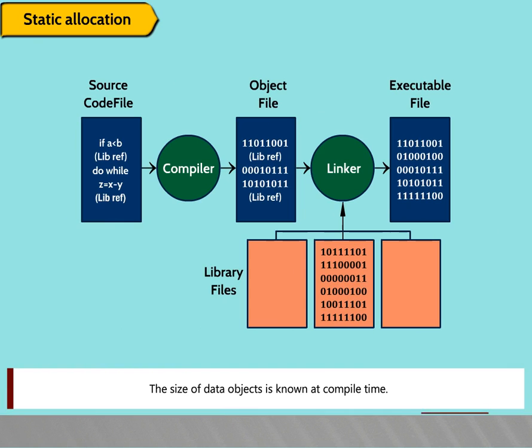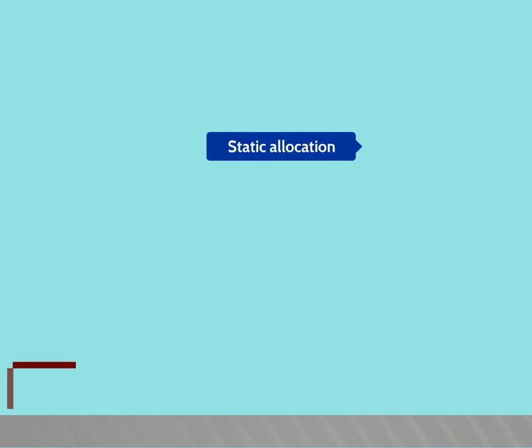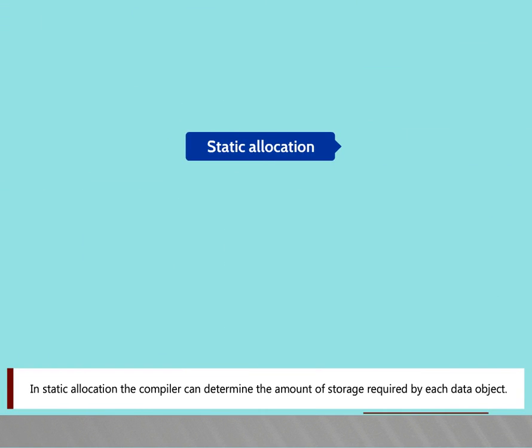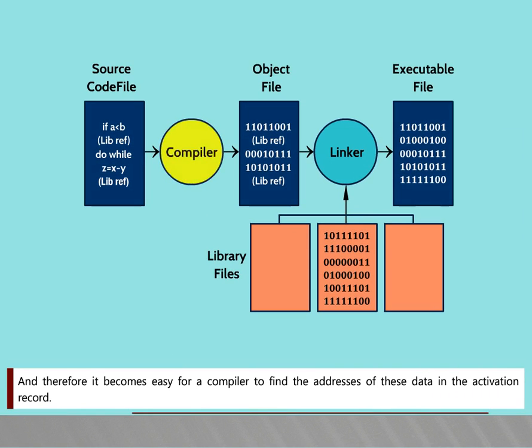The size of data objects is known at compile time. The names of these objects are bound to storage at compile time only, and such an allocation of data objects is done by static allocation. In static allocation, the compiler can determine the amount of storage required by each data object, and therefore it becomes easy for the compiler to find the addresses of these data in the activation record.